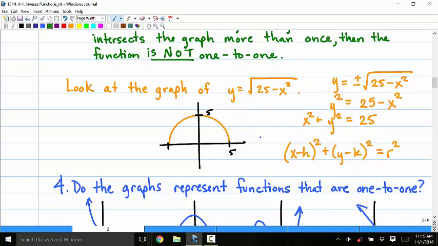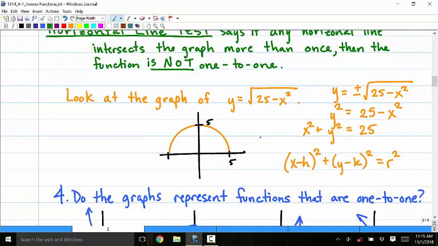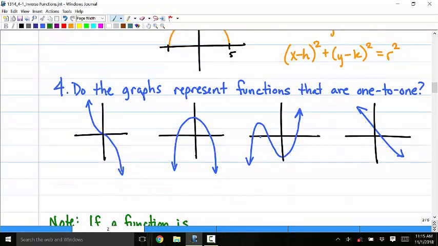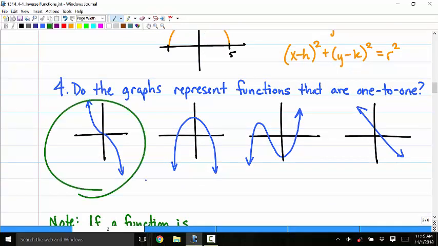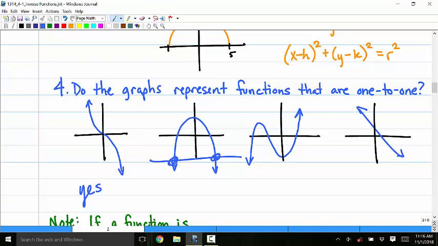Okay, what are you taking away from that green? Horizontal line test. If a horizontal line crosses more than once, it is not one-to-one. Going to do these examples. Number 4. First one. Would that pass the horizontal line test? Yes. Is it one-to-one? Yes, that one is one-to-one. The second one would not pass a horizontal line test. That horizontal line would cross it twice. It is not one-to-one. How about this third one?